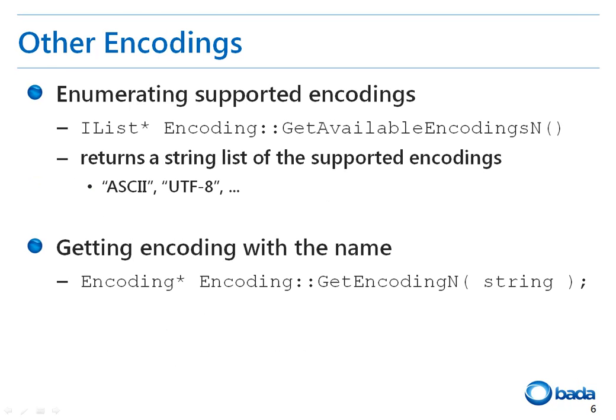To find out which encodings are supported, you can call the getAvailableEncodingsN static function. This will return a list of encoding names. For example, an item name in the list can be ASCII or UTF-8. To select the required encoding type, call the getEncodingN function with the name string of the encoding object.